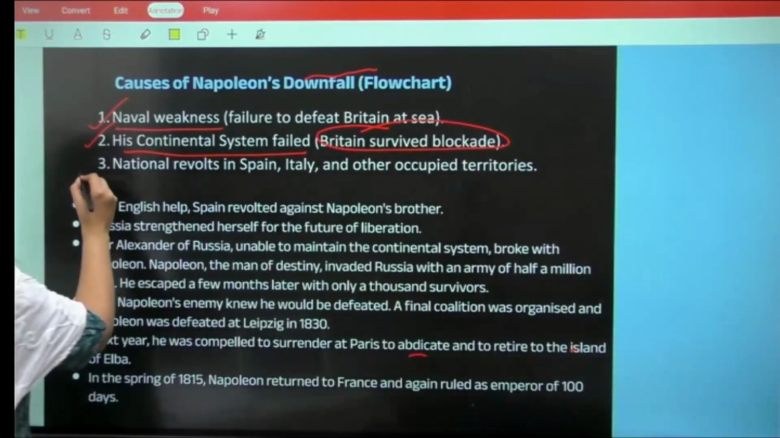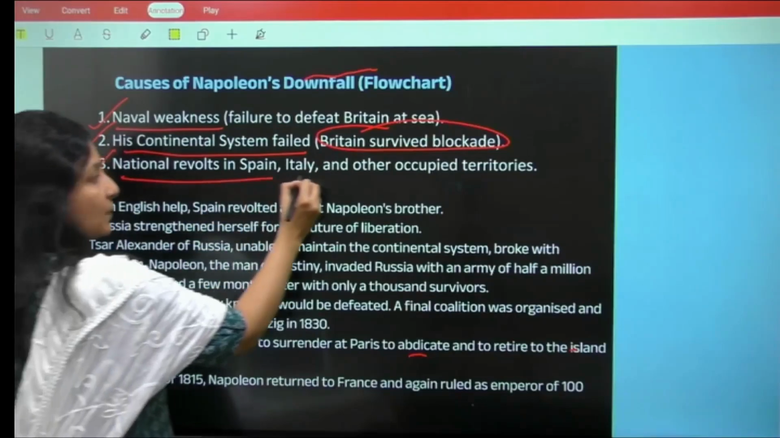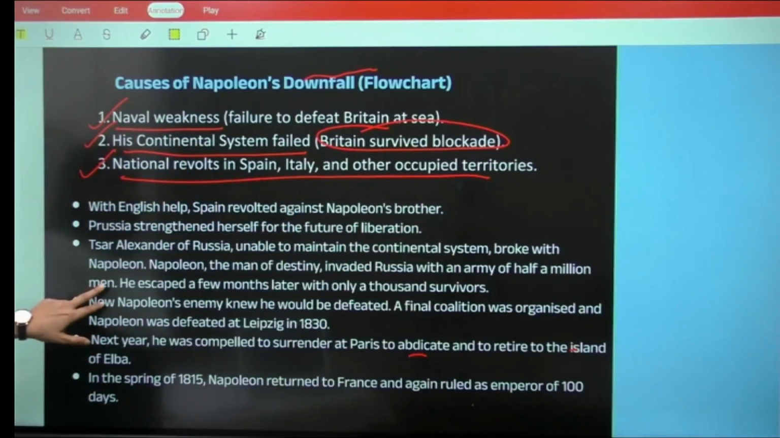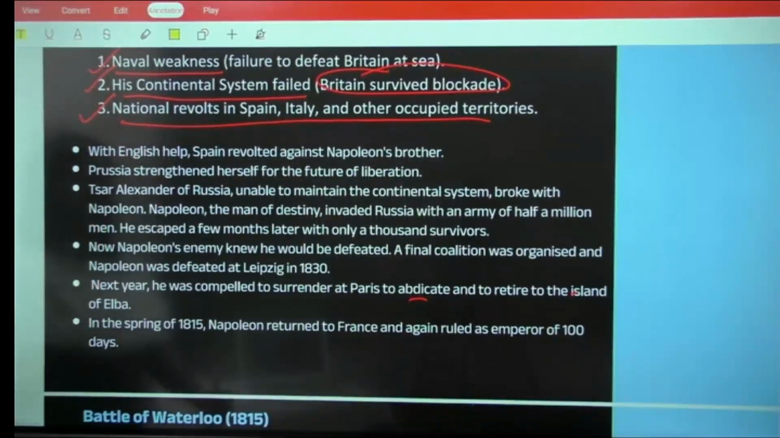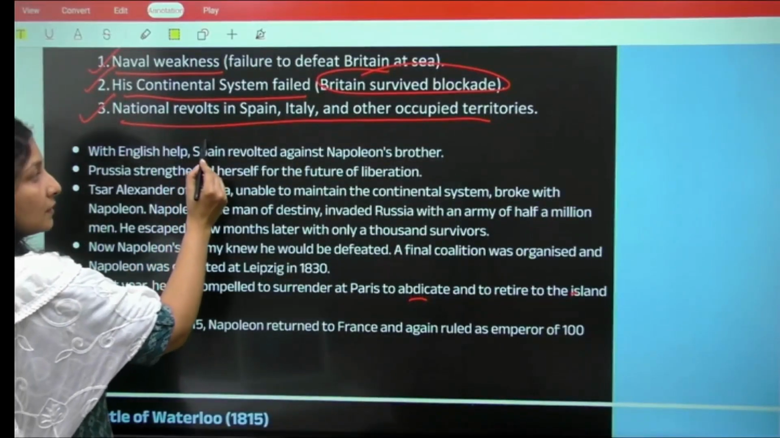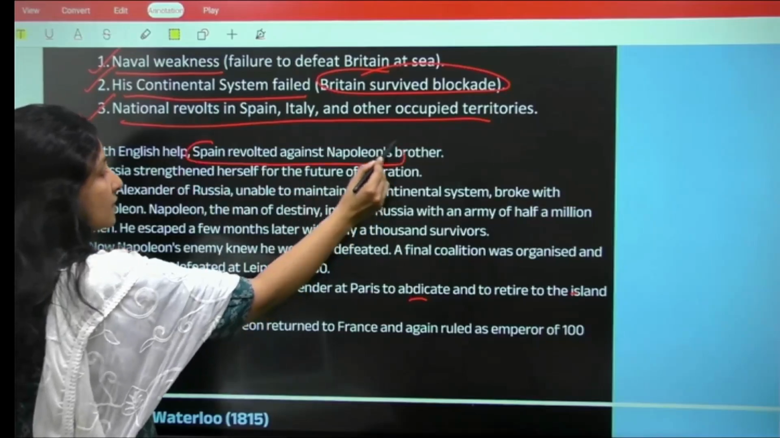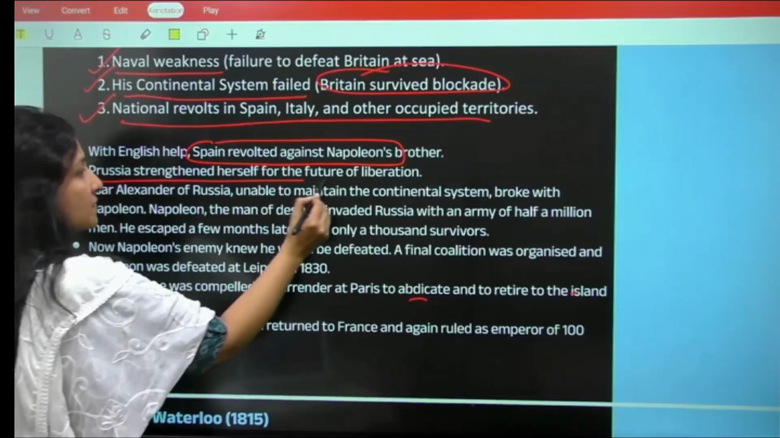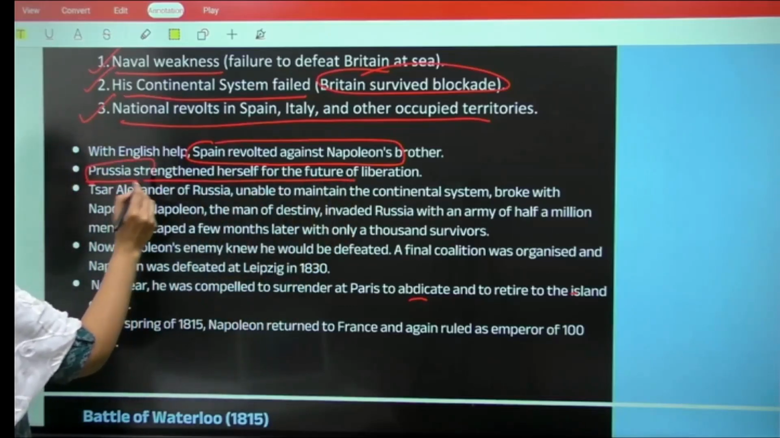Also, we see that national revolts in Spain, Italy, and other occupied territories had come up. Let's very quickly see about them. What happened? Spain revolted against Napoleon's brother, first of all. Prussia strengthened herself for further liberation.